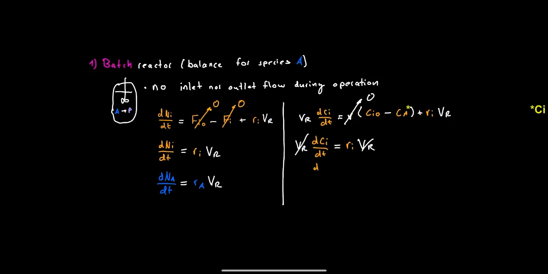So for a batch reactor, the change of the concentration of the species I with respect to time is going to be the reaction rate of the species I. So for this particular case, we can say that the change of the concentration of the species A with respect to time is going to be the reaction rate of the species A.